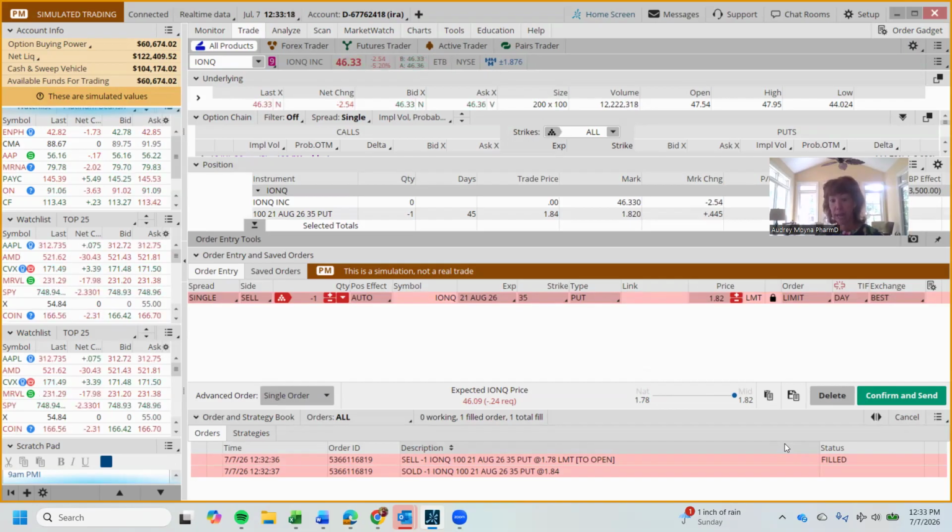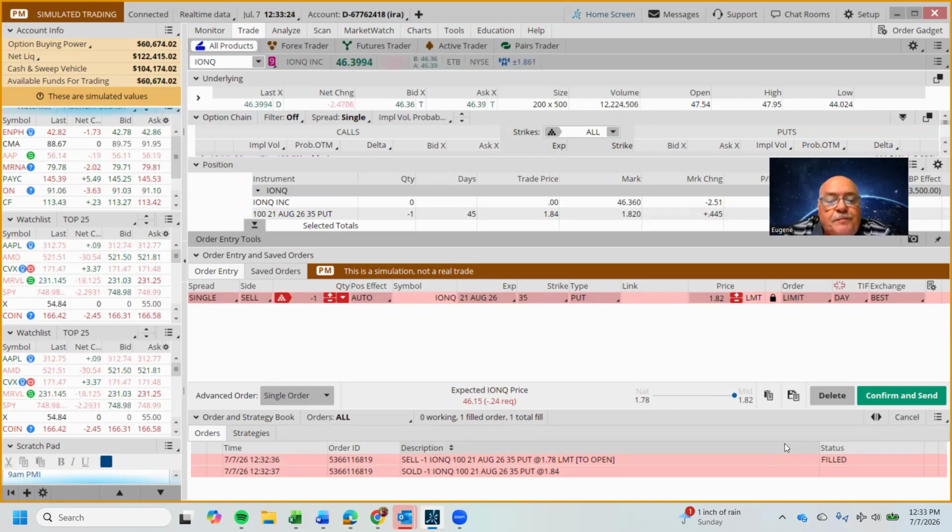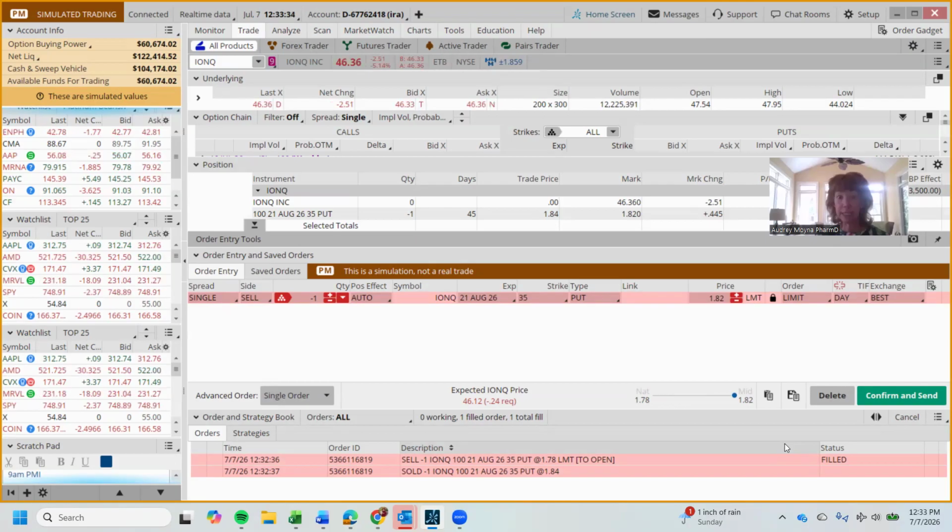That's it. Now I have this trade on, it expires on August 21st. And if it expires and the strike price is over 35, then I get to keep that premium. And that's it.